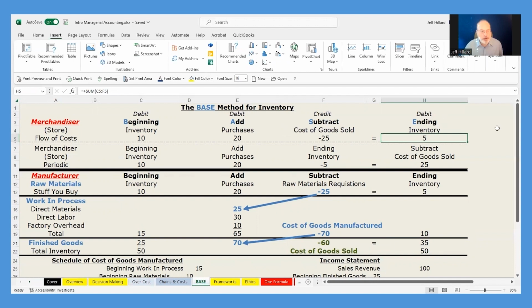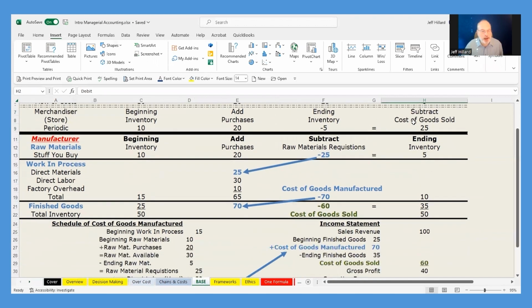However, sometimes accounting reports do it a different way. This is actually how you do it with periodic inventory. So be aware of this. What we do is rearrange the equation and we say beginning plus purchases minus ending equals cost of goods sold. So using the base method is your friend to understand the flow of costs, and then you can go back to the debits and credits.